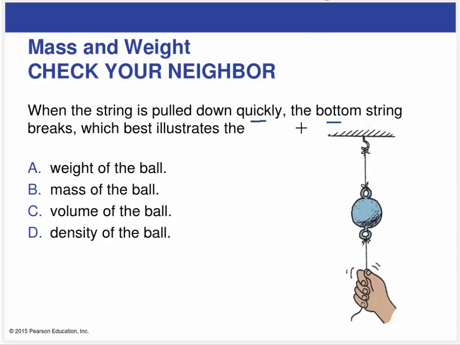However, if you pull down quickly, then the bottom string breaks. This is actually going to best illustrate the mass of the ball. Now, why is this? Well, think about it. This ball is big and heavy, and it has a lot of mass. Lots of mass means lots of inertia. So before the tension in the top string can become large enough to break, there's too much tension in the bottom string simply by the fact that the ball has mass.